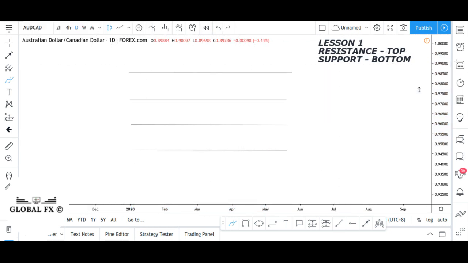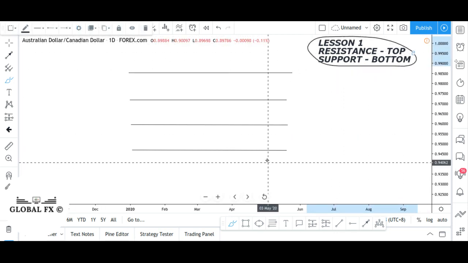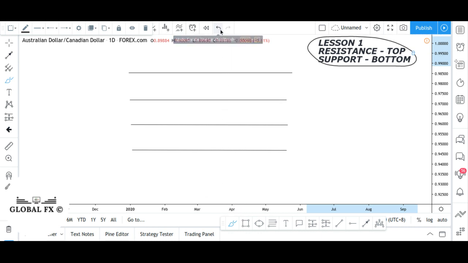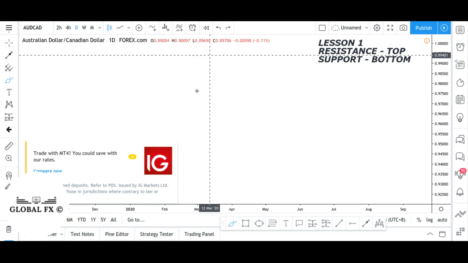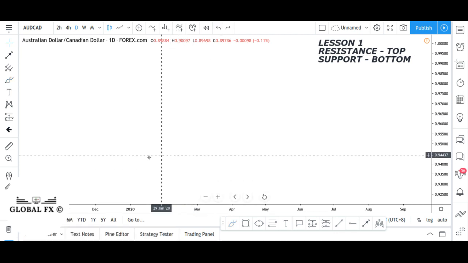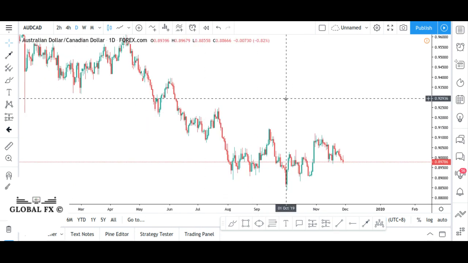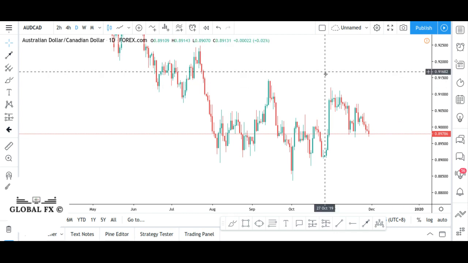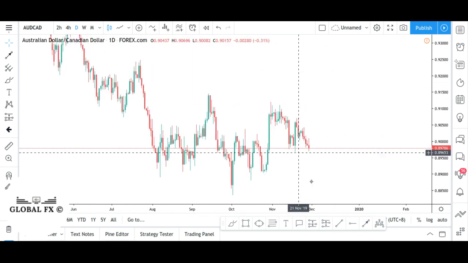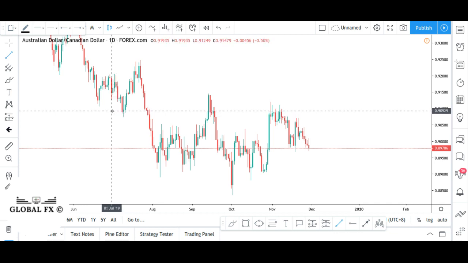So these are very basic lessons in Forex market. Lesson number one is support and resistance. Now I want to show you guys an example of how support and resistance works. Let's have a look at this pair that I've got over here. So this is a quick example for you guys to see that support and resistance areas in the forex market are very important.